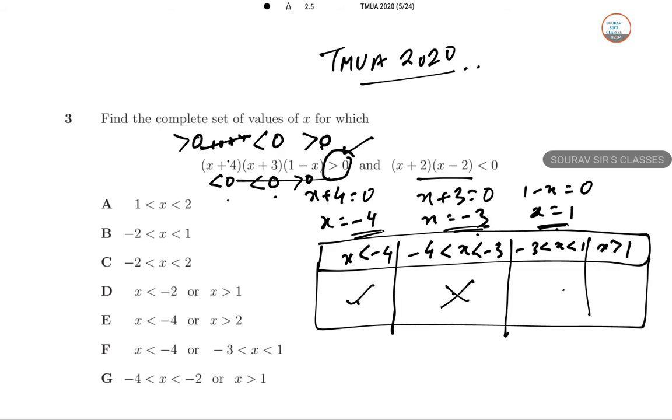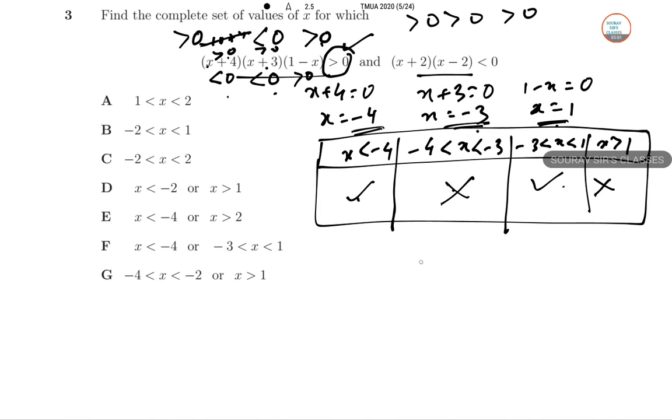Minus 3 to 1: we take maybe 0. 0 plus 4 is positive, 0 plus 3 is positive, 1 minus 0 is again positive. So 3 positives make a positive. And more than 1, you can take 100. So 100 plus 4 and 100 plus 3 are positive, and 1 minus 100 is negative. So 2 positive and 1 negative makes a negative. So this is invalid. So my shortcut trick is to find these values, calculate any one zone, and go for alternation. We'll do it for the second one.